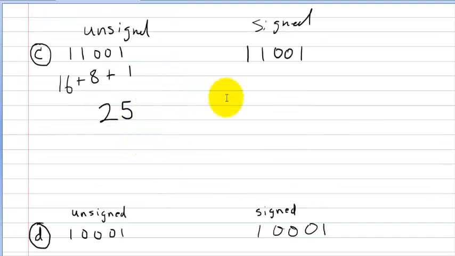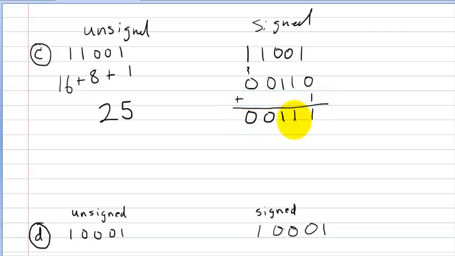Okay, so we have not finished C. We did the unsigned version, we got 25. Now we're doing the signed version. Again, this tells you it's a negative, so we have to convert this using 2's complement. So let's go ahead and flip everything. And then we're not going to forget to do plus 1 at the end. So we're going to get 0, 0, 1, 1, 1.